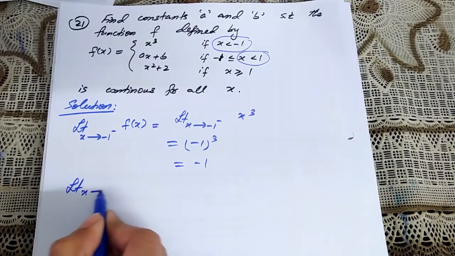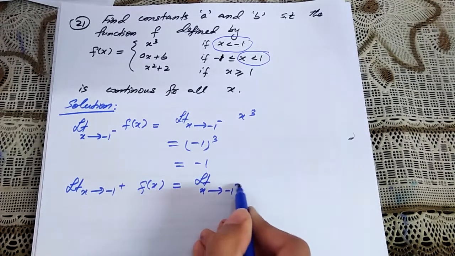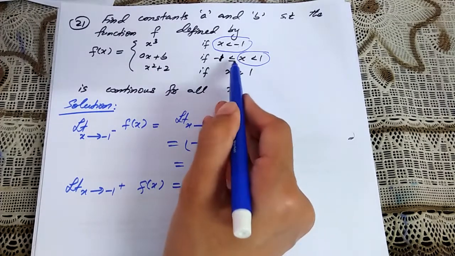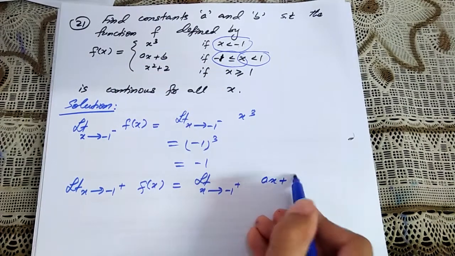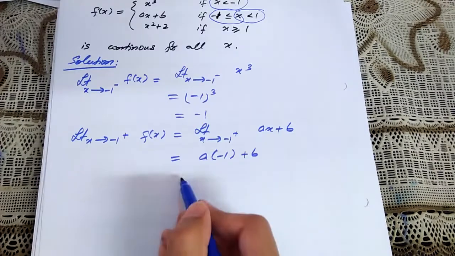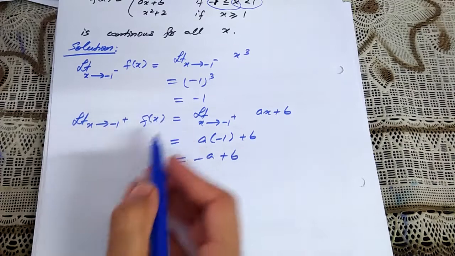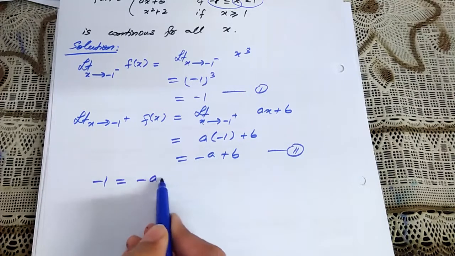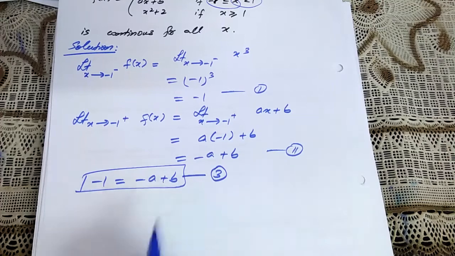Now the right hand limit, limit x approaches to minus 1 plus f of x equals limit x approaches to minus 1 plus. Now x must be greater than minus 1. Where is it? x must be greater than minus 1, this point. So we will take this function, that is ax plus b. Put the value here for x, we'll get a times minus 1 plus b. This is minus a plus b. Now the function will be continuous if we have 1 equal to 2. That is minus 1 equals minus a plus b. So let's suppose this equation as equation number 3.